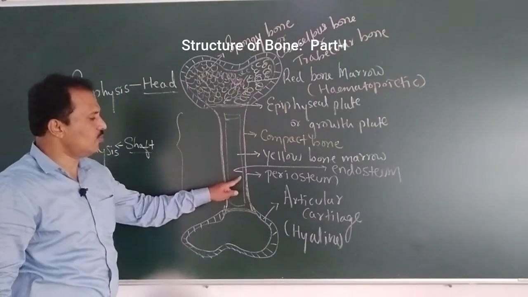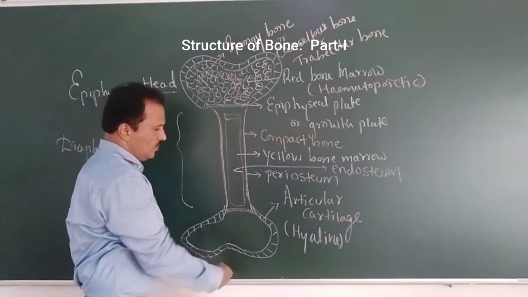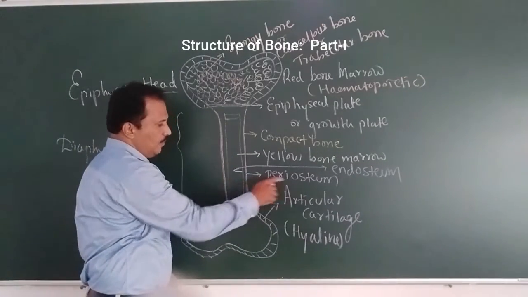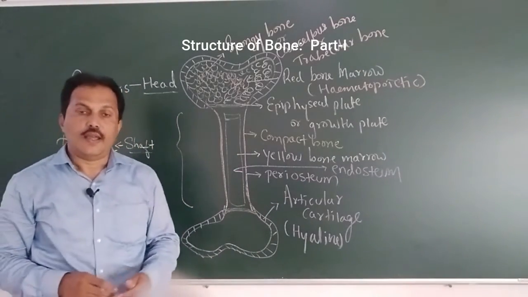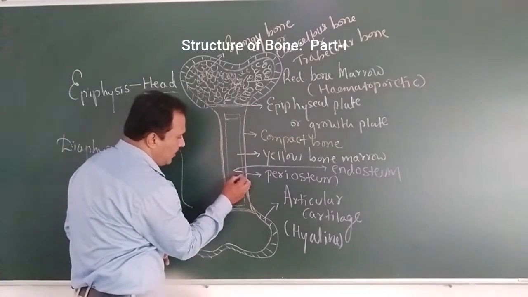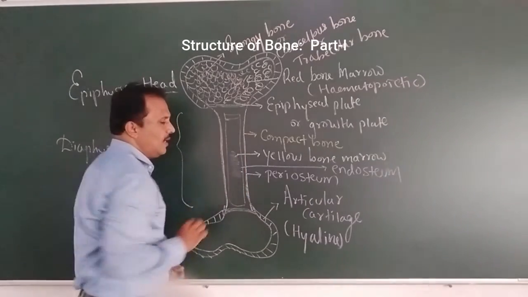Endosteum, the middle part, this is one wall, what you can say. If you take a transverse section, outermost is the periosteum and the inner wall is nothing but the endosteum. Immediate to the endosteum is the yellow bone marrow.